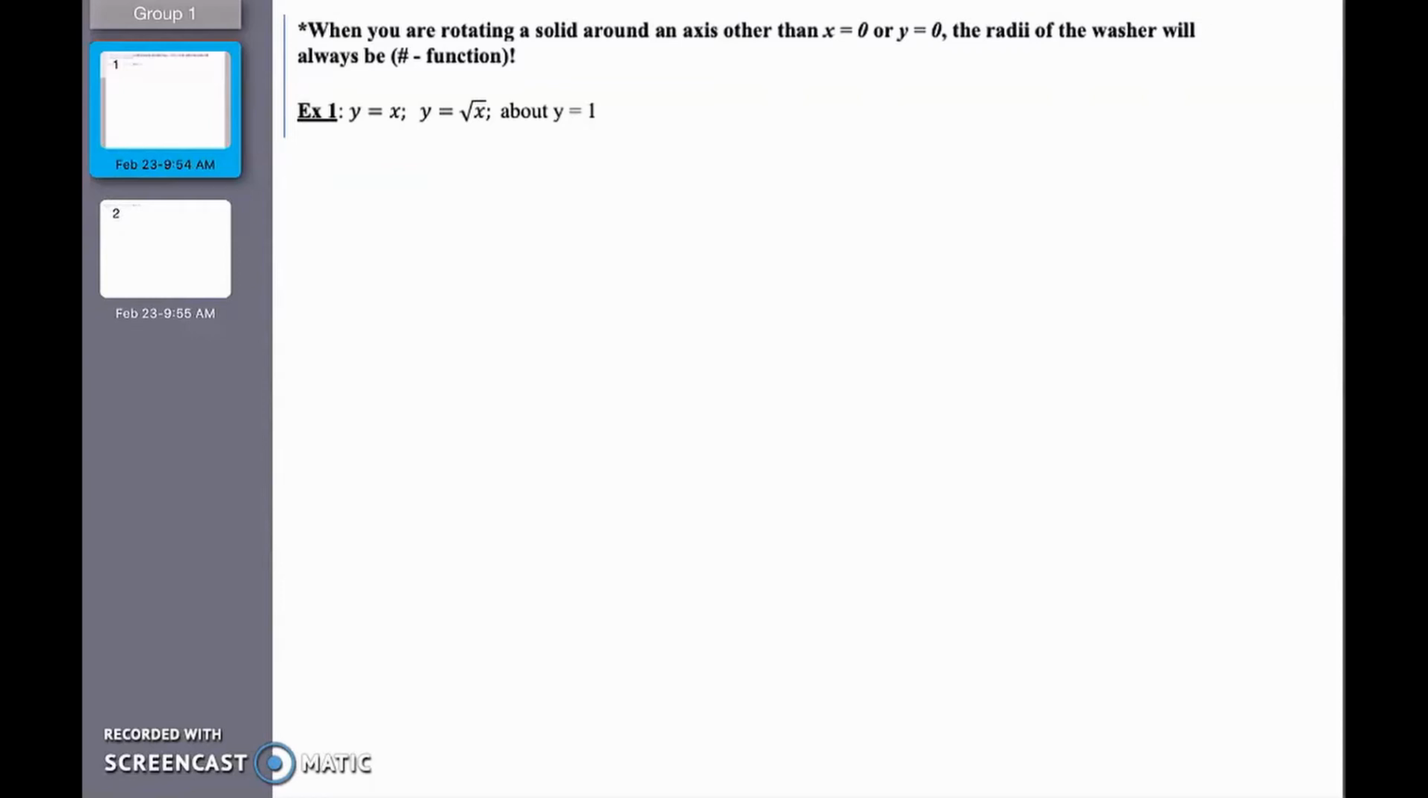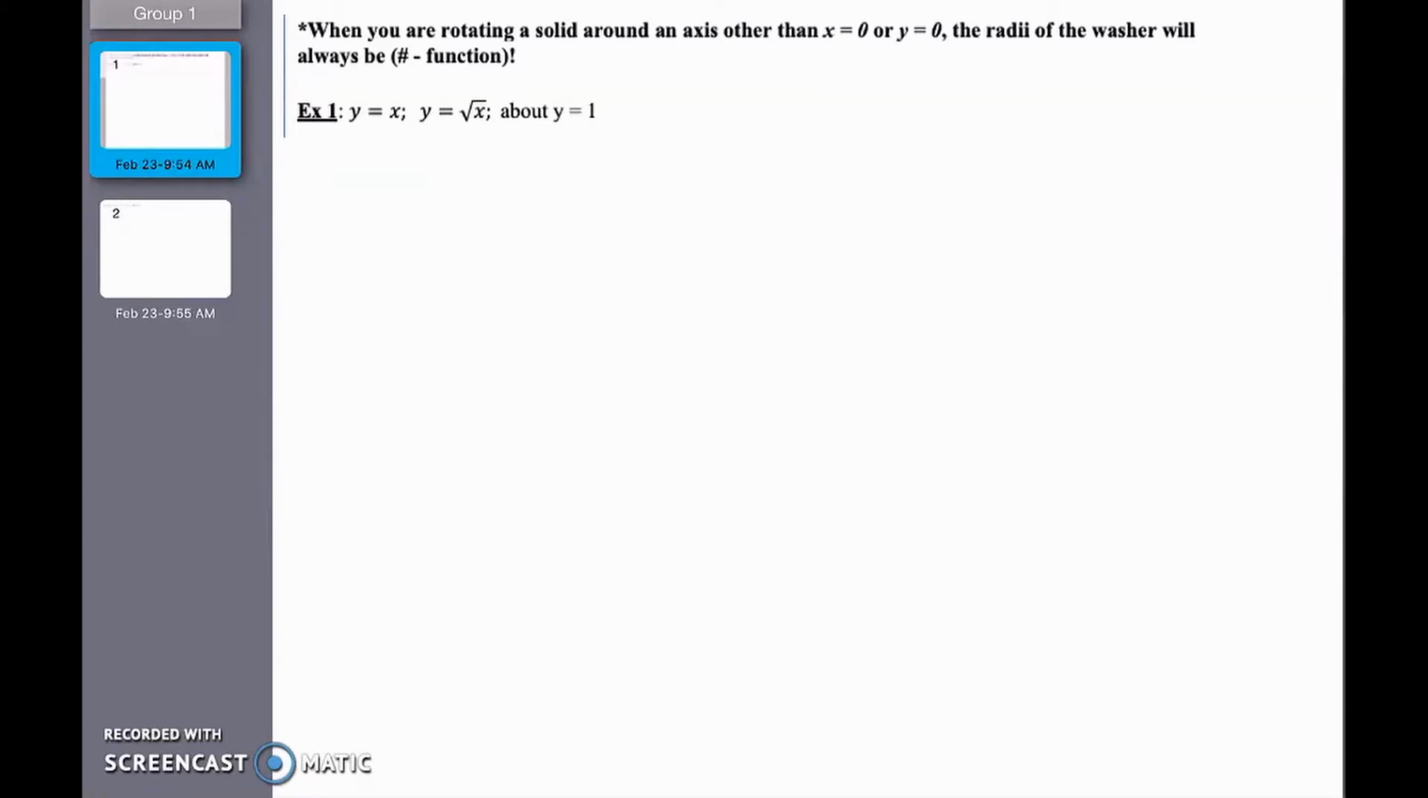This is AP Calculus, section 6.2, day 2 notes. So in section 6.2, day 1, we were working on rotating functions around either the x-axis or the y-axis and creating these solids that we were then finding the volume of using integration.